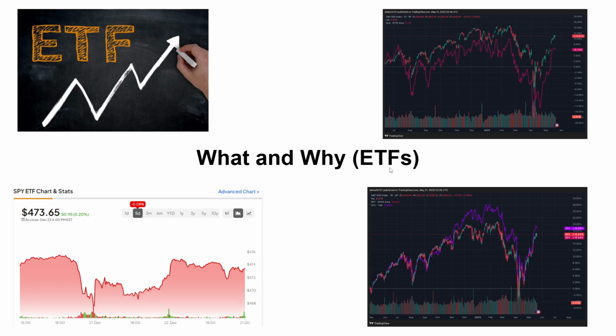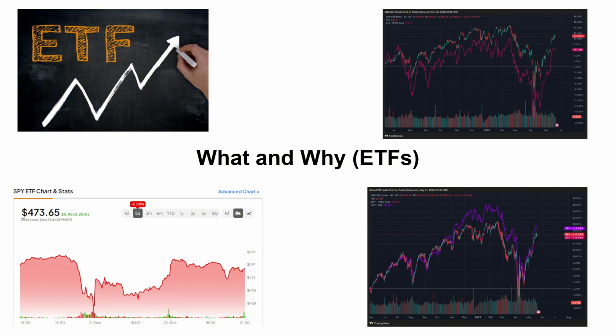So what is an ETF? Let me break it down very simply. An ETF, also known as an exchange traded fund, is a collection of assets like stocks or bonds bundled together and traded on a stock exchange, just like a regular stock. If you buy a share of an ETF, you're basically buying a tiny piece of every company or asset inside that fund. One share of the ETF gives you exposure to the whole basket.